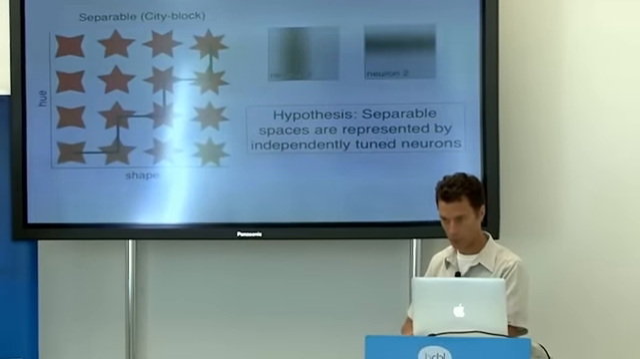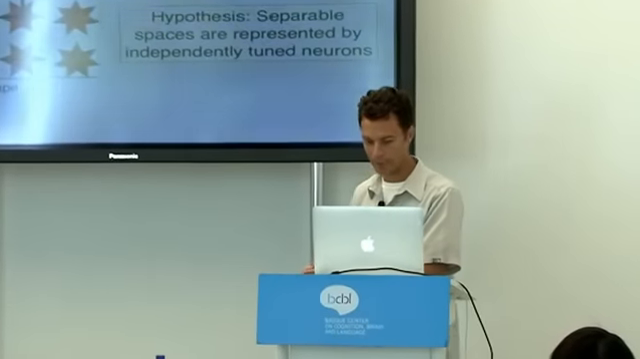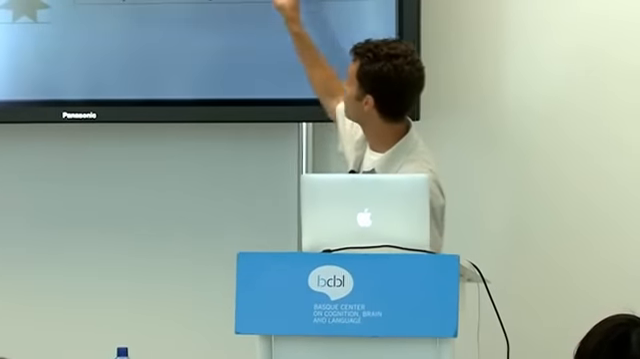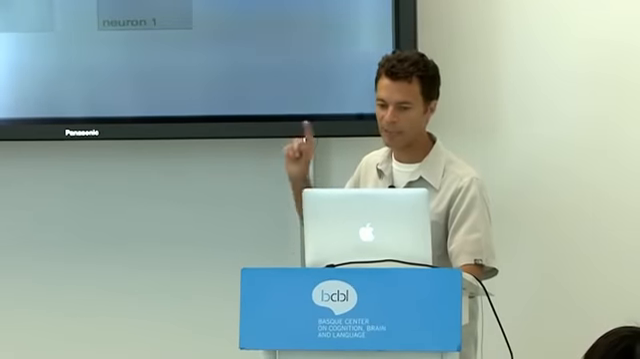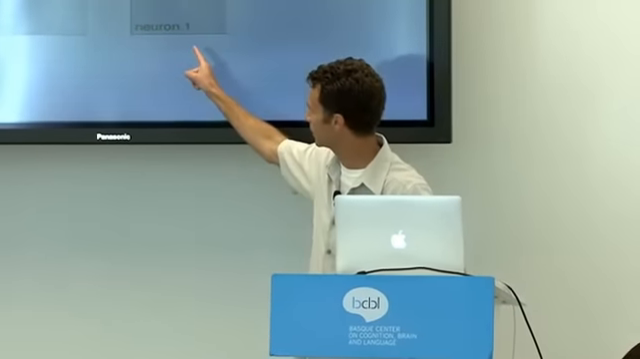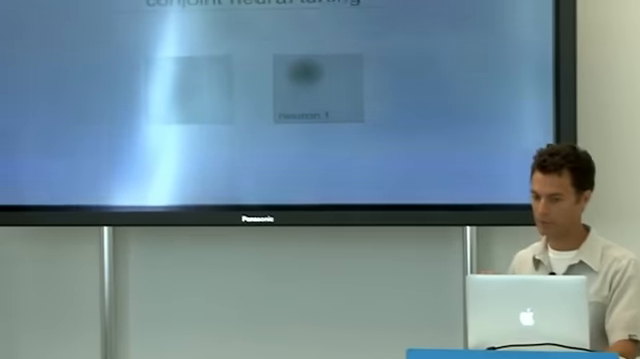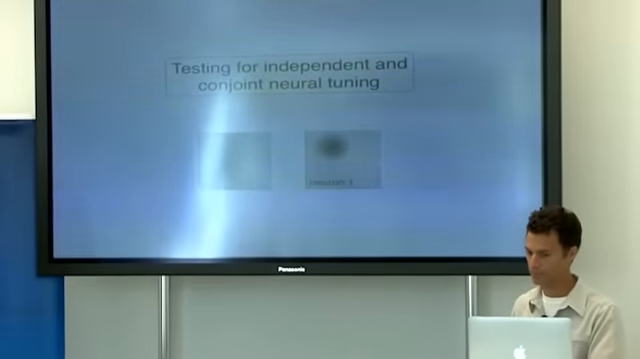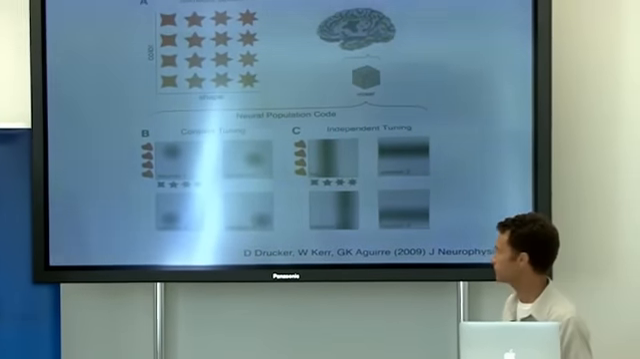So what I'd like to show you is that there's a way that you can use these carryover designs to basically measure this property, to test if neurons are conjointly or independently tuned for a particular perceptual space. So here's how that works.